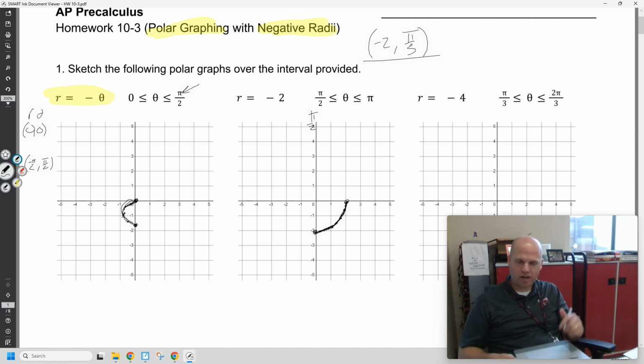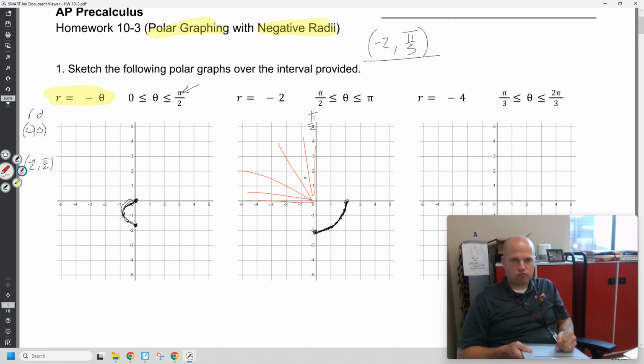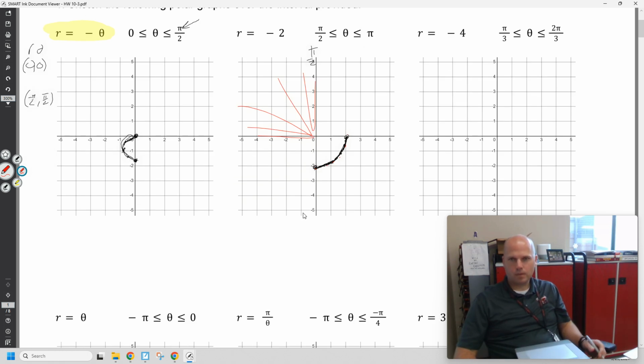It's opposite of where your angles are. You want to think about your angles going here, here, here, here, here, here. Just your radii are plotted opposite over there. Okay? r equals negative 4 from pi over 3 to 2 pi over 3.